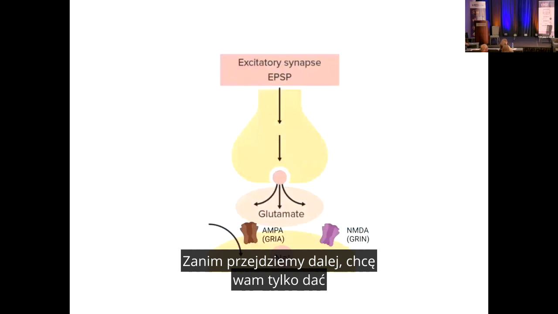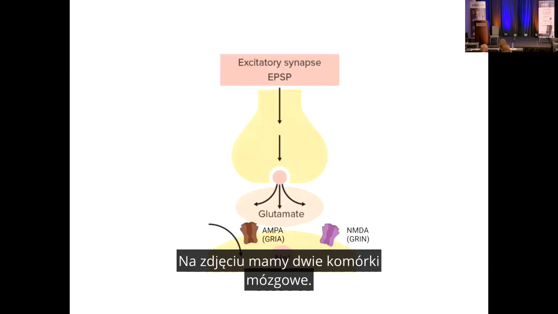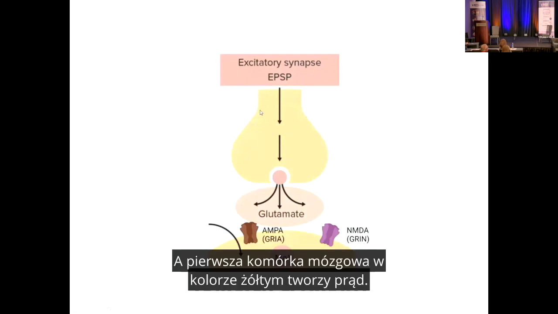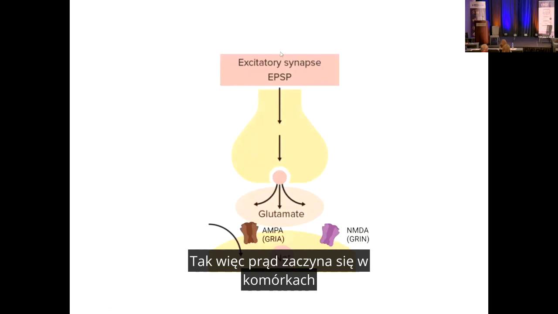Before we go further, I just want to give you a short introduction to this very important and really cool system in the brain of how cells interact with each other. So here on the picture, we have two brain cells. And the first brain cell in yellow creates a current. So cells talk with each other by creating an electrical current. So the current starts in the cells, and then it reaches the end.